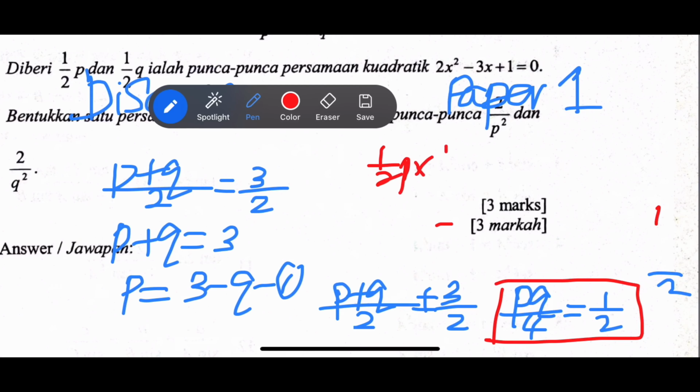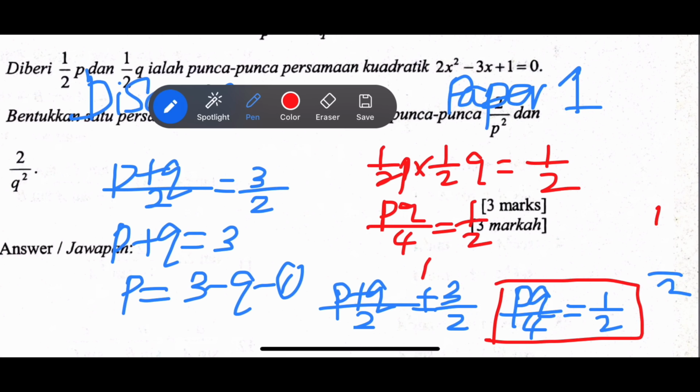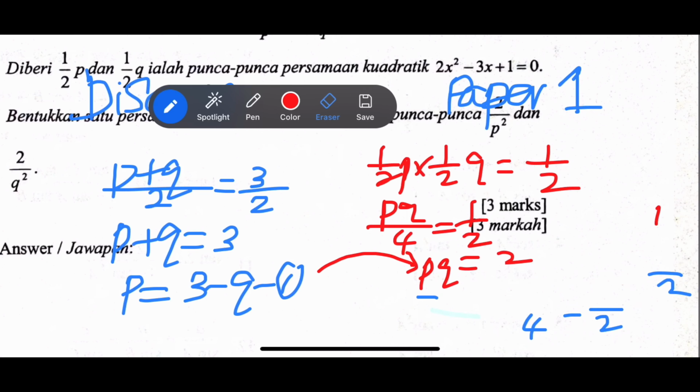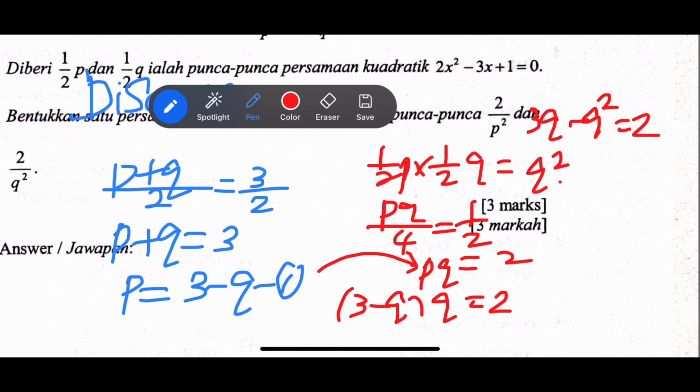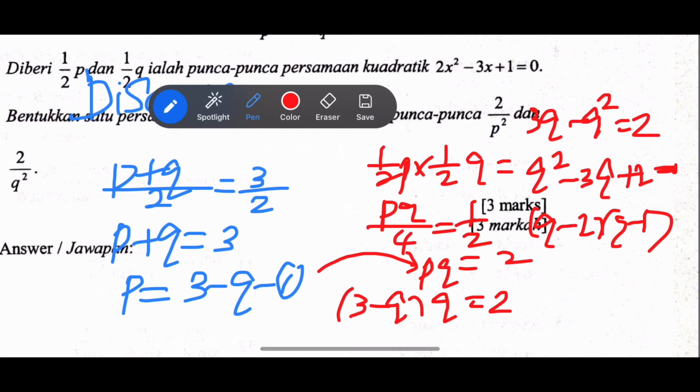Okay, so now I'm going to substitute the p into q. Again, I explained to you, pq over 4 is 1/2, so pq is equal to 2. Understand this is from the product of the root. And then we substitute p equal to 3 minus q into this equation. We have to make it one unknown before we can solve, so we make every term q, or you can make every term p, up to you. So I will have 3q minus q squared equal to 2. After substituting, I simplify to the general form and factorize, so I get q equal to 2 and q equal to 1.